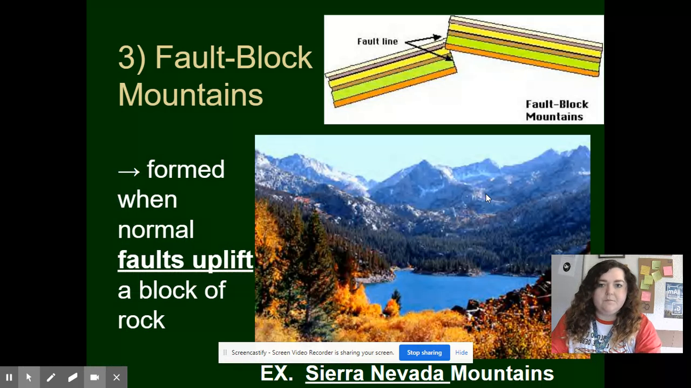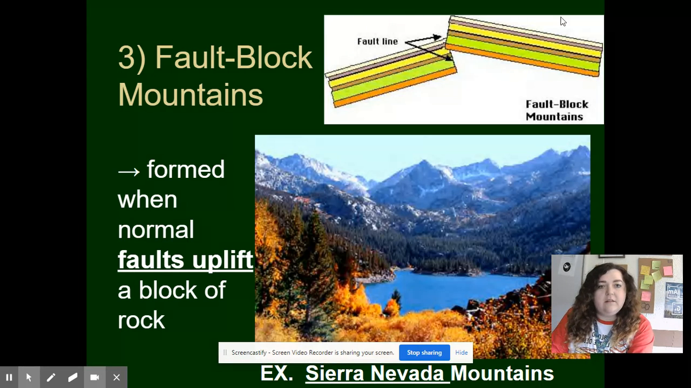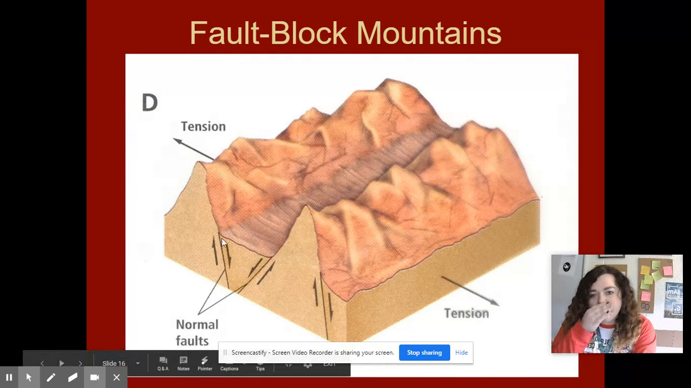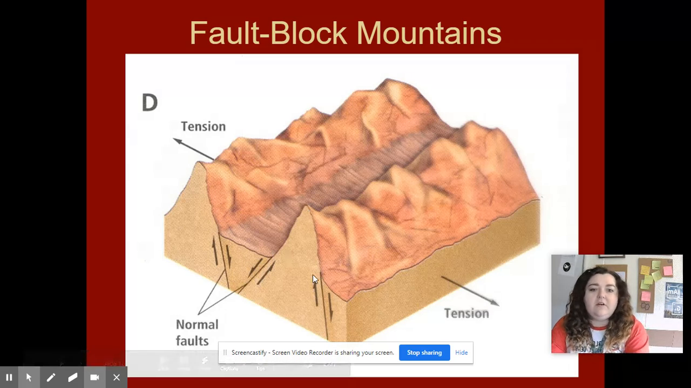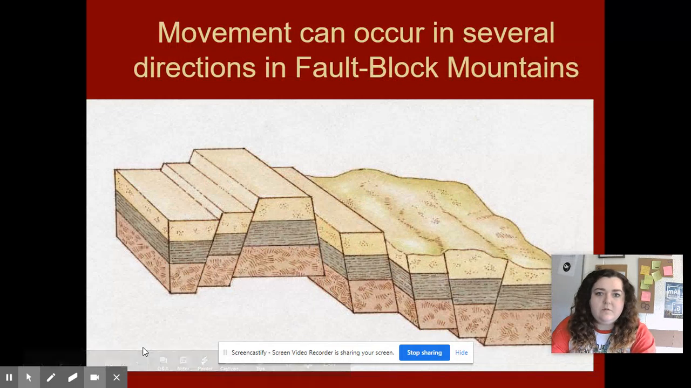or shifted. So this forms whenever normal faults uplift a block of rock. The fault line occurred down here, and then these pieces of rock were uplifted at different rates. That's how we get all of these shapes as opposed to what we just saw in the last two. So again, here you've got your fault lines, and within these fault lines you've got the movement of the big wedges or chunks. And again, you've got tension pulling this way, and that's how you get these shapes.